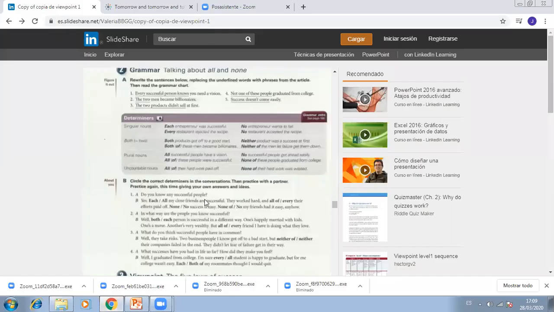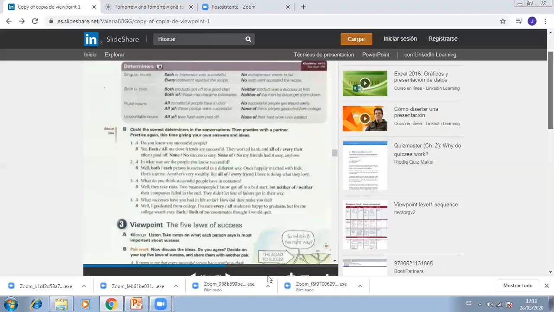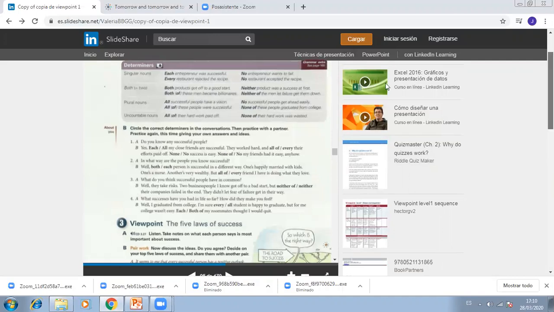Okay, if you have your student book with you, it would be a good idea so that we can complete the exercise that we have here in part B. Okay, so this part, let's see, this is the instruction: circle the correct determiners in the conversation. Then practice with a partner.